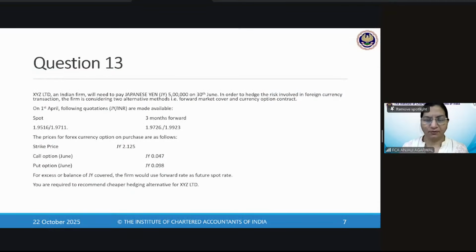All right, team. So we were discussing this question where we are using two of the hedging techniques. One is forward rates and the other is options. As far as forward is concerned, we have found out that we need rupee by yen, but what we are given is yen by rupee. So 1 upon bid will become ask.